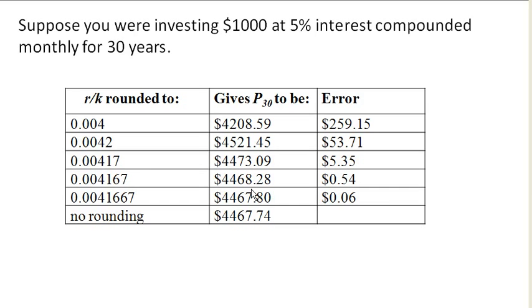Now, if you're a banker, of course, then you don't want to round at all. So the more decimals you keep, the better. But if you're gonna round, make sure you keep at least 3 significant digits.